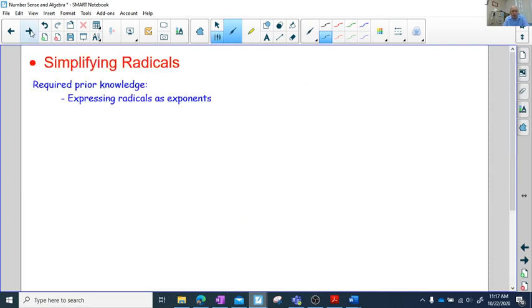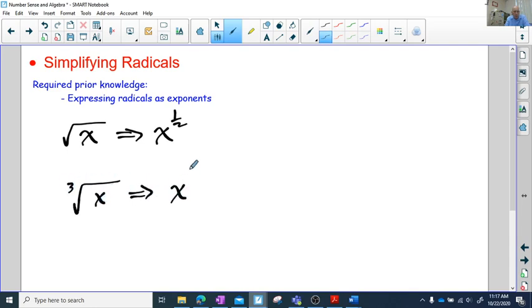Okay, continuing on to our introduction, I need you to recall some things from grade 10. If I have the square root of x, first thing you should know how to do is how to switch that to an exponent. What exponent means square root? Well, you should know that square root is the exponent 1 over 2. Cube root of x, that is the exponent x to the 1/3. Fourth root of x, x to the 1/4. You get the idea.